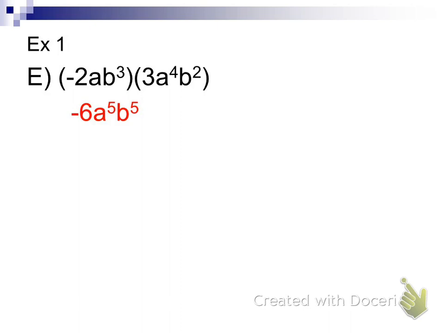So the regular coefficients in the front, that's just negative 2 times 3, I get negative 6. A to the first, a to the fourth, that's a to the fifth. You just add the exponents, b to the third, b to the second, add the exponents, you get 5. Wait, so that ab, you can split that up and give the a its own exponent. Yeah, the a is not to the third. The only thing that's to the third is the b. Questions? All right, here's F.